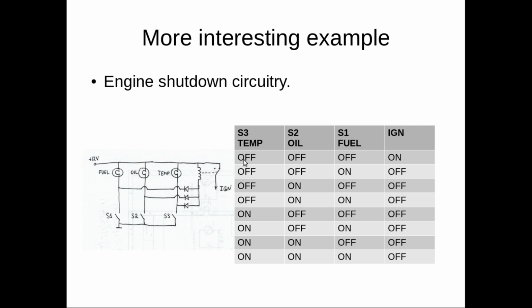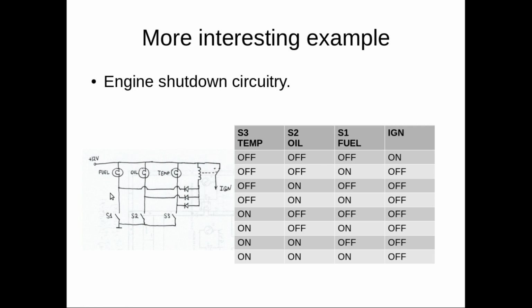For example, if all the switches are off, then there will be no current flowing through the relay at all, and so the voltage at the ignition wire is going to be 12 volts. So we will write that down as on in the corresponding row of the table.